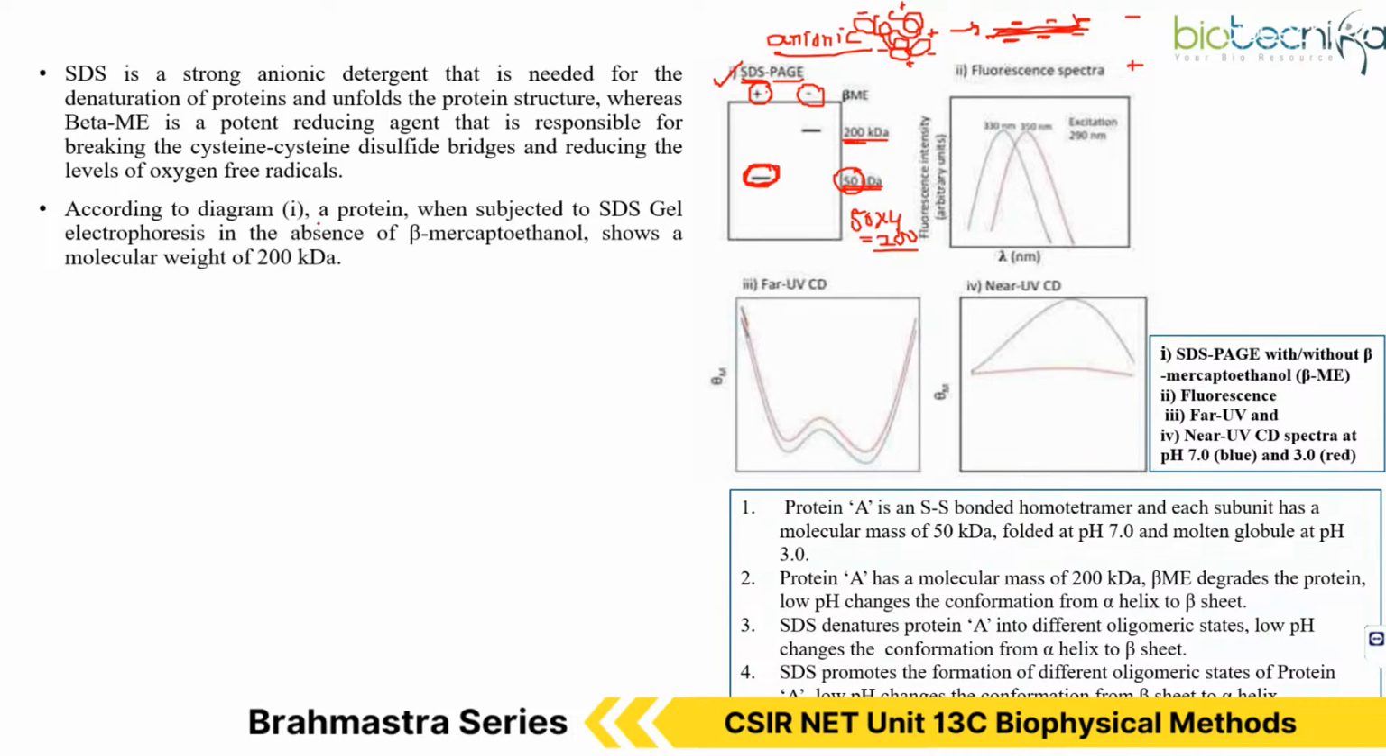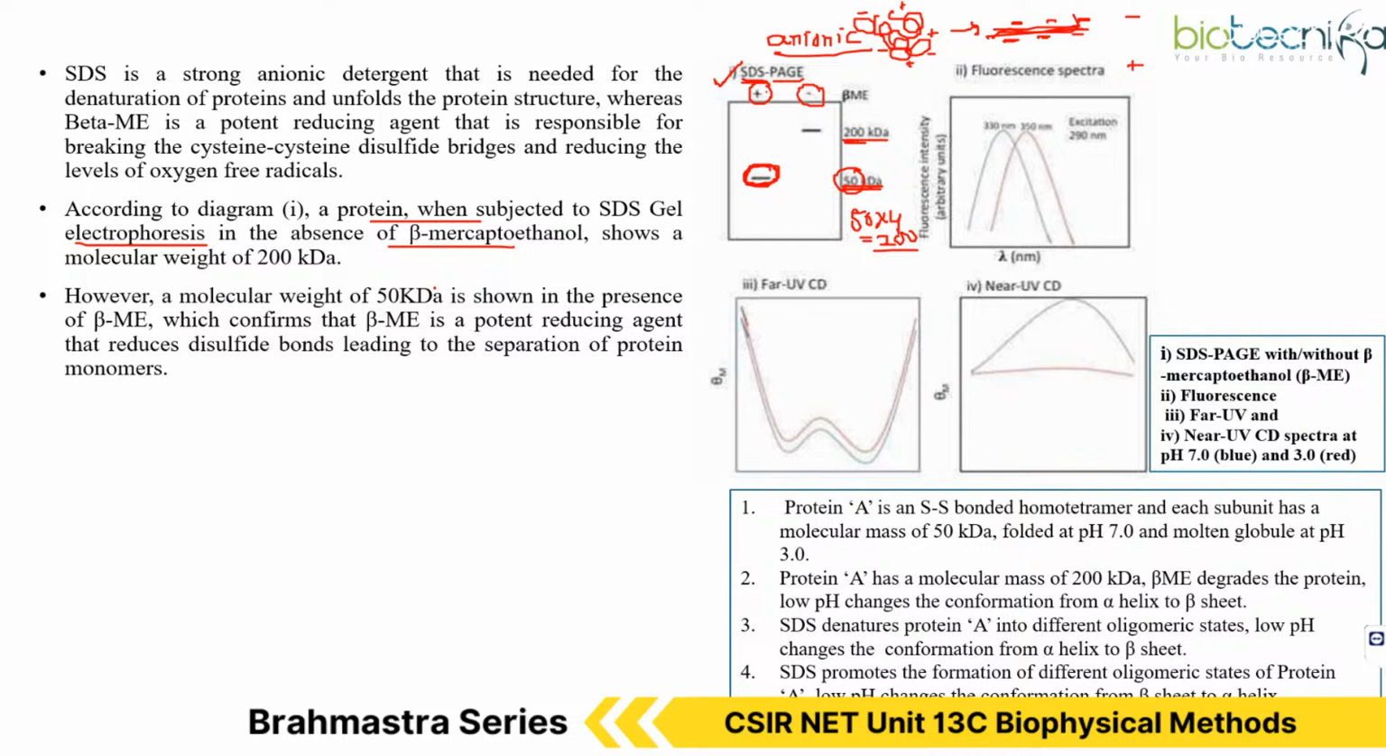So when a protein is subjected to SDS-gel electrophoresis in absence of beta mercaptoethanol, it shows a band of 200 kilodalton. However, in presence of beta mercaptoethanol, which reduces the disulfide bonds, leading to separation of protein subunits, you are getting 50 kilodalton. And 50 kilodalton means a total of 4 subunits might be there, so it will be a tetramer. And because we are getting a single band, it should be a homotetramer, right? So this information we can conclude by seeing this SDS page result.